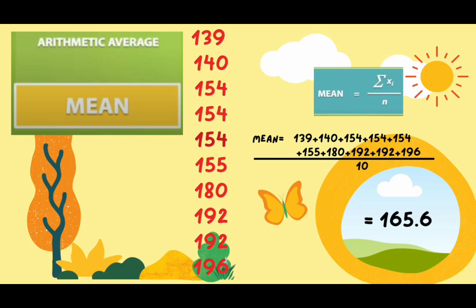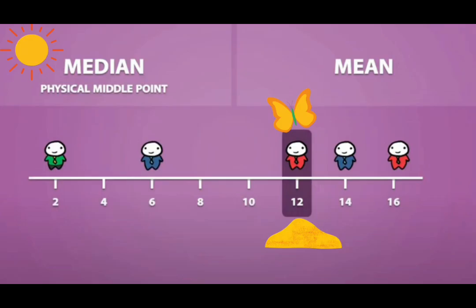Now, what is the difference between the median and the mean? We said the median is at the middle, while the mean is the average. The median is physically the middle point. In this illustration, 2, 4, 6, 8, 10, 12, 14, and 16, the median, or the middle point, is 12. And what is now the mean?